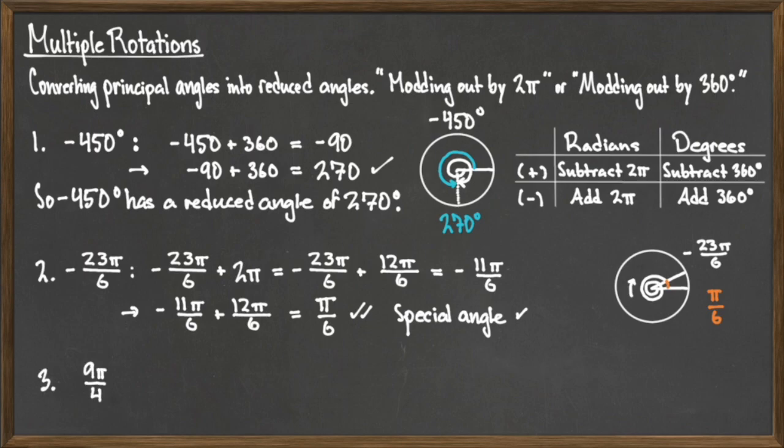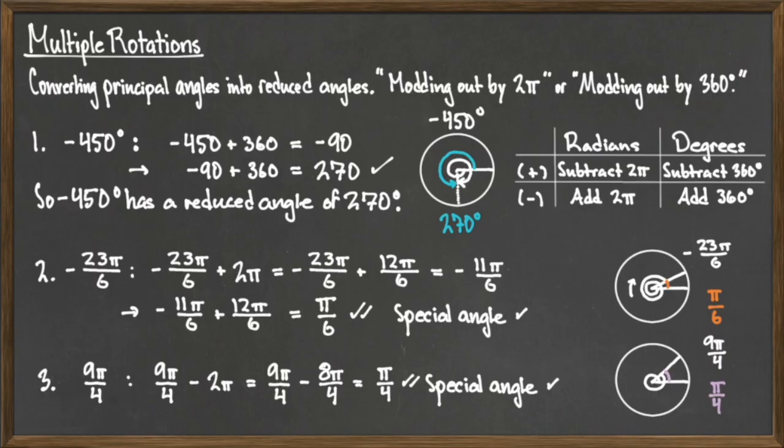Now look at positive 9 pi over 4 radians. This is larger than 2 pi, so I'm going to subtract 2 pi. By finding our common denominator, this means taking 9 pi over 4 and subtracting 8 pi over 4, which will give me pi over 4. Again, I have a special angle, so I know that this angle is between 0 and 2 pi. And now we have a picture of our coterminal angles.